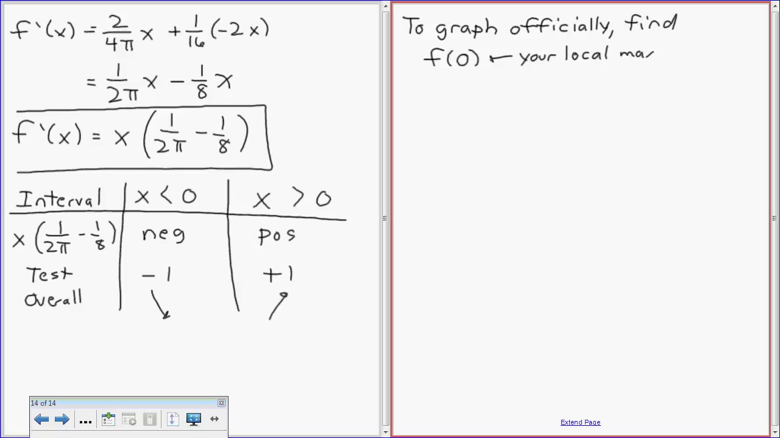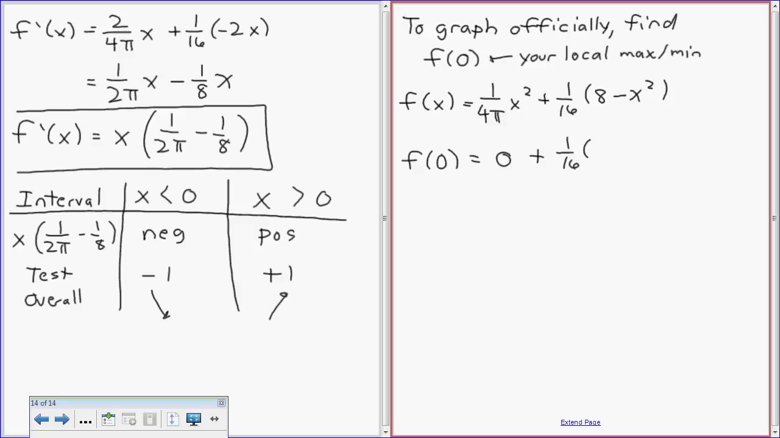Okay, so we already know what our turning points are. I'm going to call it a local max or local min, and finding f of that will tell us exactly where it's going to be. All right, so our original function was, let me find it. So f of 0 equals 0 plus 1 over 16, 8 minus 0, which is f of 0 equals 1/2.